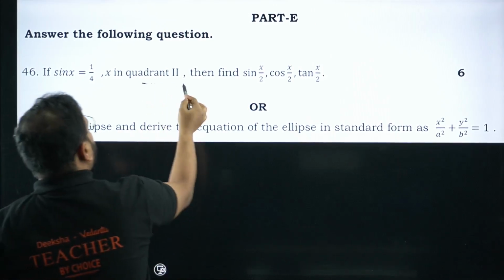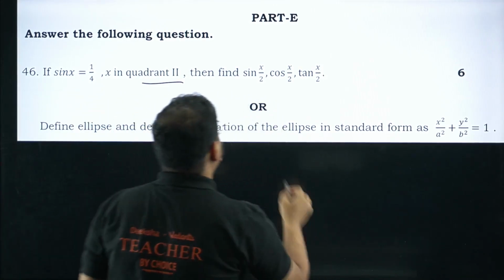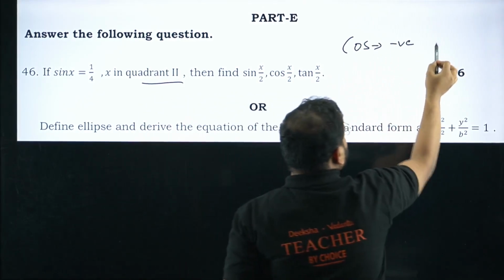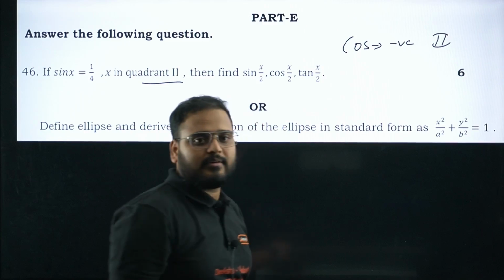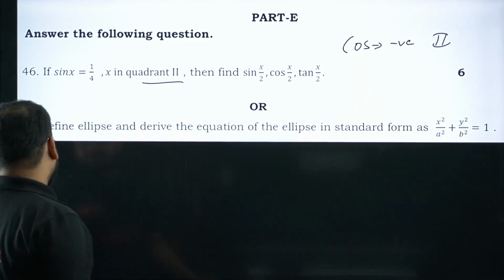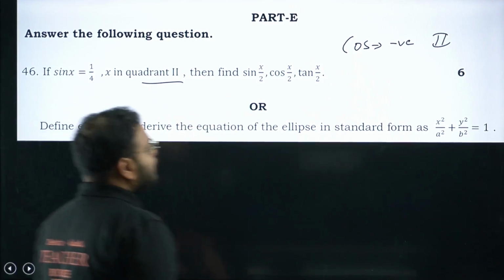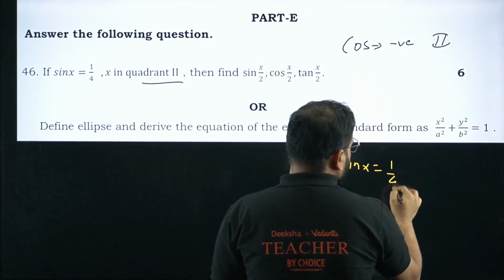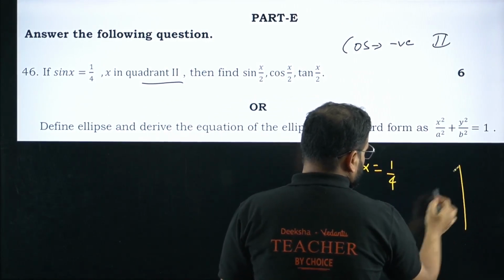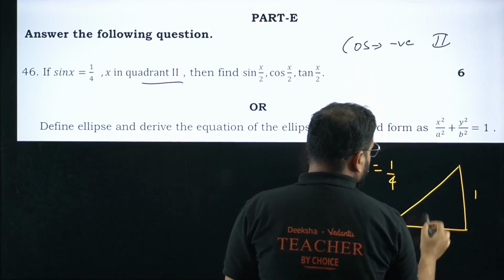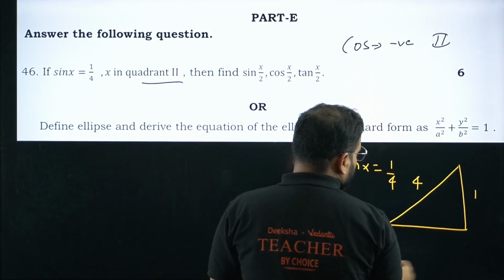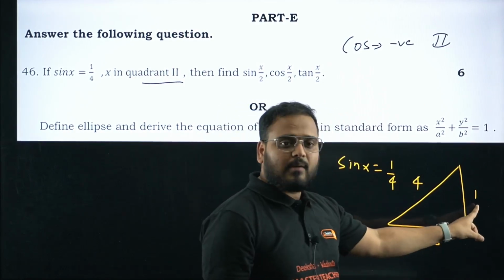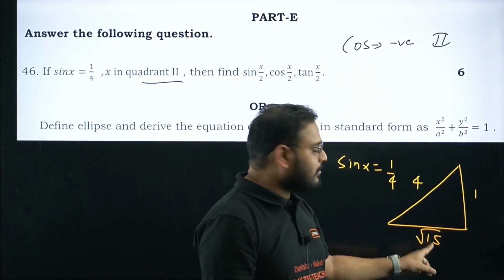Given in the second quadrant, it means sine is positive. What happens to cos, sir? Cos is negative in the second quadrant. So cos x we will find will be negative. How do we find cos x? Sin x is given as 1 by 4. This is 1, this is 4. So this will become root 15. 4 square is 16 minus 1, how much is that? 15. Root of that will be root 15 only.